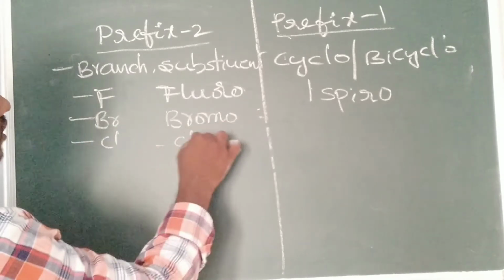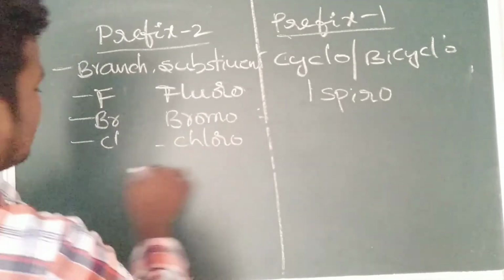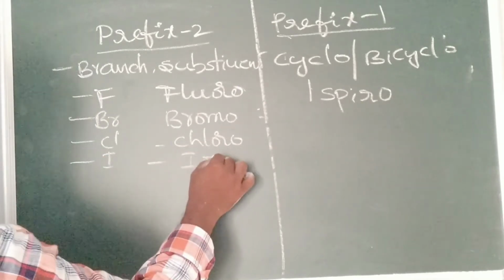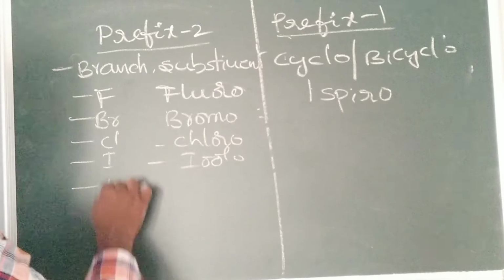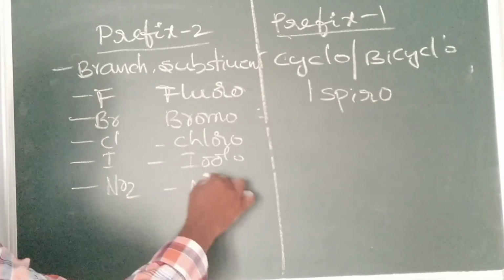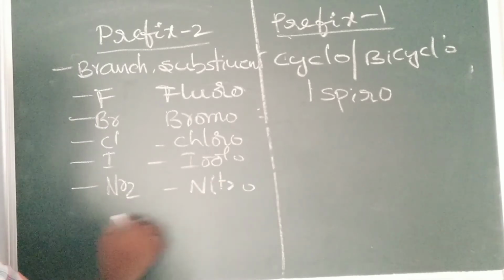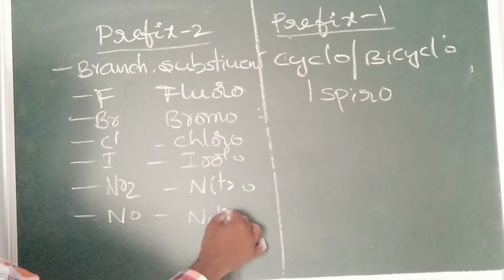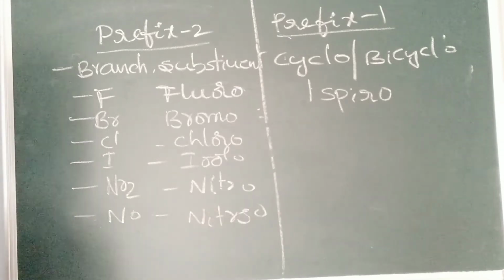Chlorine is presented, that we are calling as chloro. Iodine is presented, that is called iodo. For example, NO2 is presented, so that is called nitro. If NO is present, that is called nitroso.